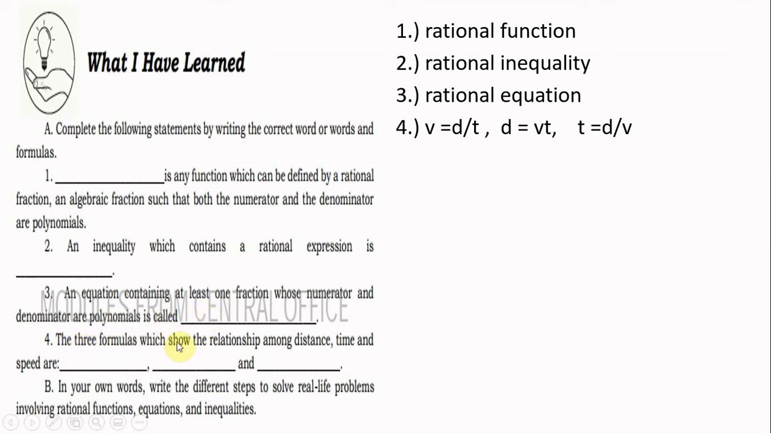The three formulas which show the relationship among distance, time, and speed are: speed is equal to distance over time, distance is equal to speed times time, and time is equal to distance over speed.